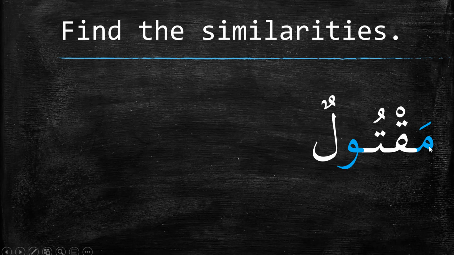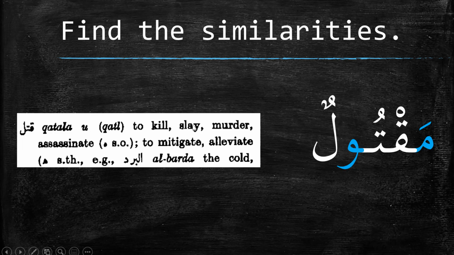Okay, so take off the meem, take off the waw, you're left with qatala. Qatala means to kill, to slay, to murder, to assassinate. Okay. Now, if you look in the dictionary, you're not going to find maqtul under qatala. You're not going to find maqtul at all. So because we know what the form means, again, we're able to deduce. So if qatala means to kill, if the action of killing happens to something, then it is killed. So maqtul means killed.